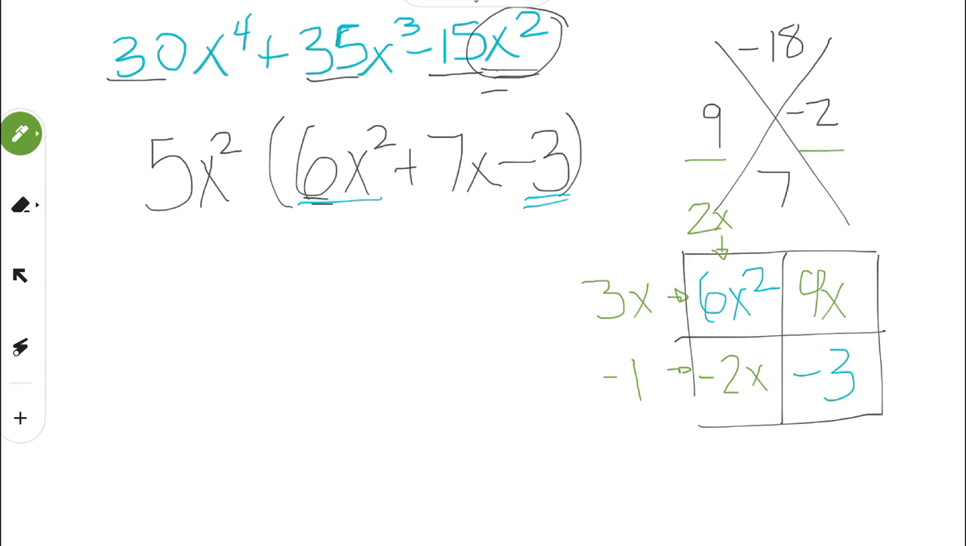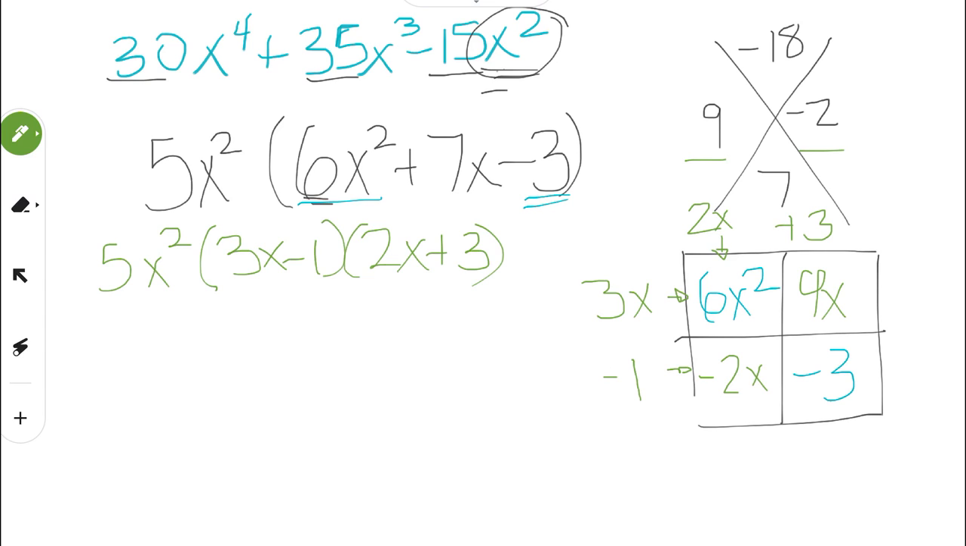3x times 2x is 6x squared. 2x times negative 1 is negative 2x. Perfect. I'm on a good start. 9 and negative 3 are both divisible by 3, so I'm going to factor out a 3. 3x times 3 is 9x. Negative 1 times 3 is negative 3. Okay. That means that my factored form is 5x squared times 3x minus 1 times 2x plus 3. So that's a positive 3.